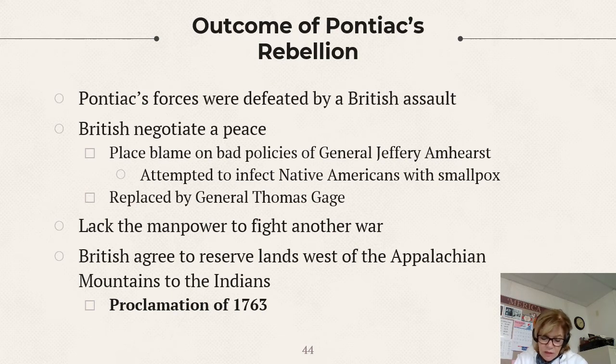So one thing that the British do, which probably was the right thing to do in terms of what the Indians needed and justice for the Indians, is they were going to reserve the land west of the Appalachian Mountains for the Indians. The colonists didn't like that. They thought that they had fought the war for that purpose, for that land. So the colonists are going to be angry. The Indians temporarily will be happy.